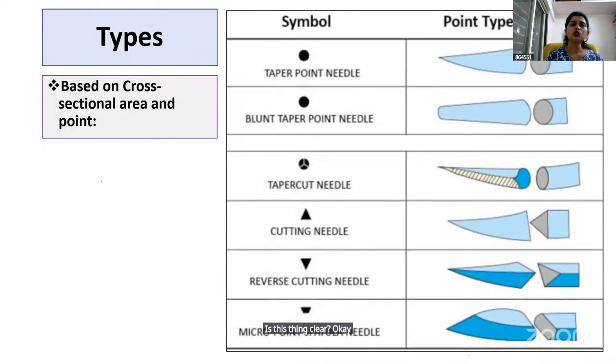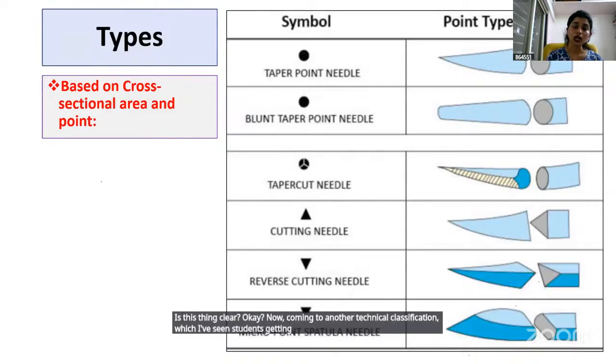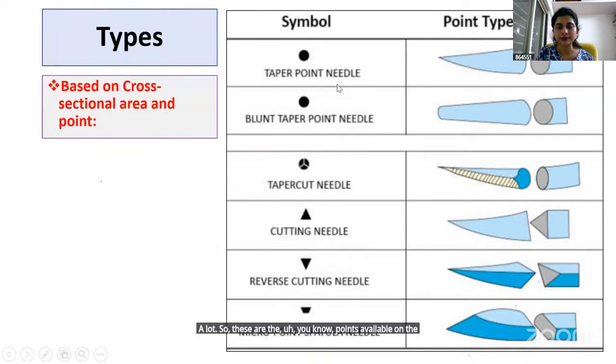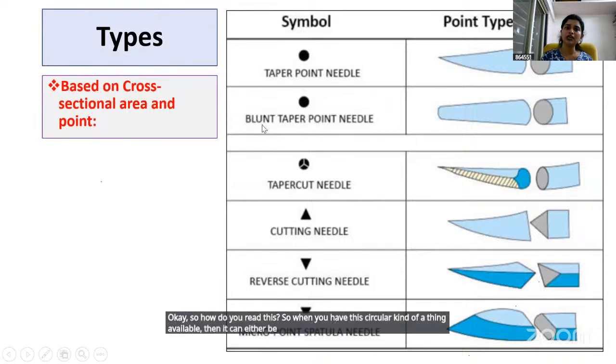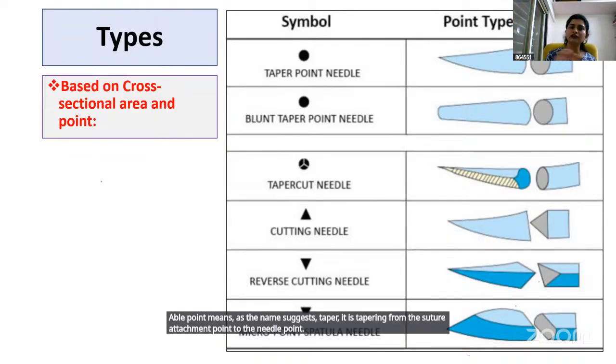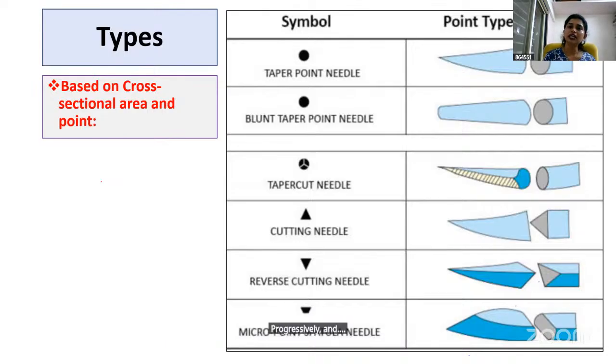Okay. Now coming to another technical classification, which I've seen students getting confused a lot. These are the points available on the suture packets. Okay, so how do you read this? When you have the circular kind of a thing available, then it can either be a taper point needle or a blunt taper point needle. So what do I mean by taper point needle? Taper point means, as the name suggests, it is tapering from the suture attachment point to the needle point progressively, and this particular end, that is the needle point, is sharp.